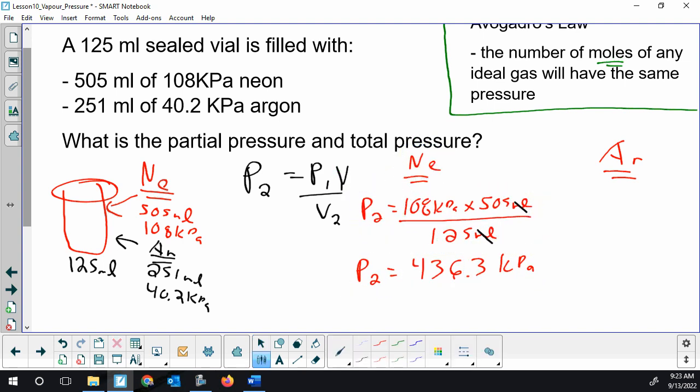Argon. So its pressure, pressure 1, was 40.2 kilopascals. Its volume is 251 milliliters. It's also being forced into that 125 mL small vial.